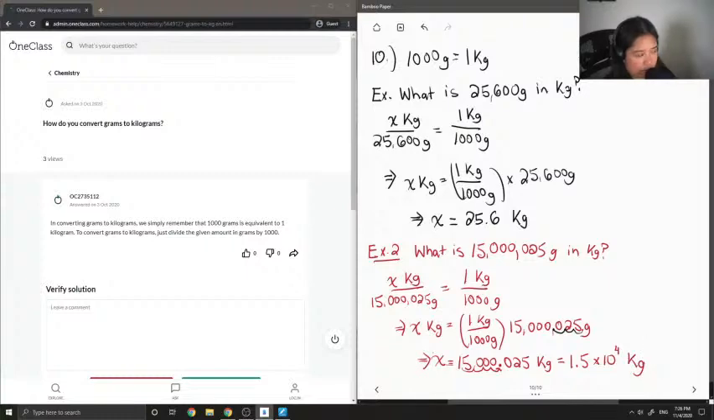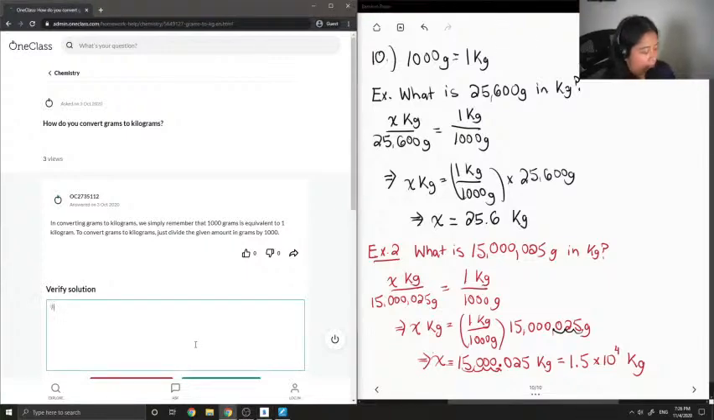Okay, so let's see what our junior tutor said. In converting grams to kilograms, we simply remember that 1,000 grams is equal to 1 kilogram. To convert grams to kilograms, just divide the given amount in grams by 1,000. Yep, pretty much. This solution is correct.